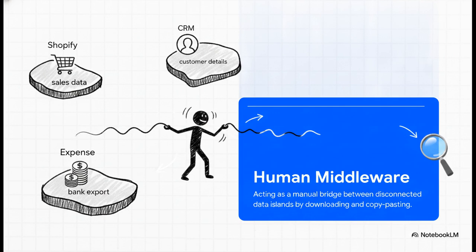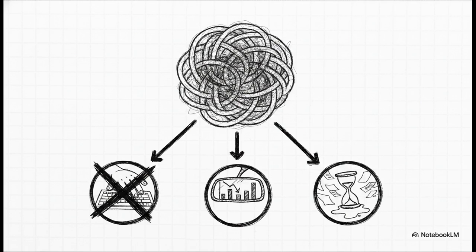You become the one spending precious hours downloading CSV files, copying columns, pasting them somewhere else, and frantically fixing broken formulas. And that manual friction doesn't just cause headaches. It introduces 3 massive systemic problems right into the heart of your operations.